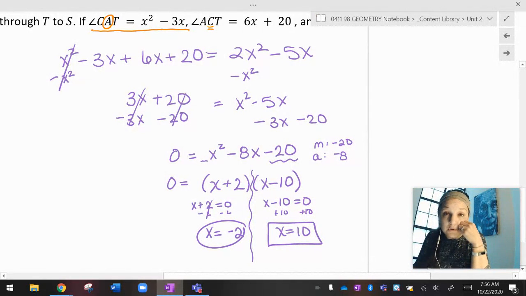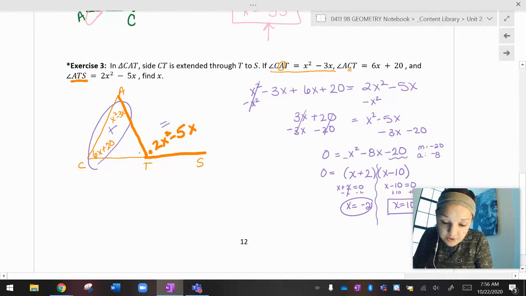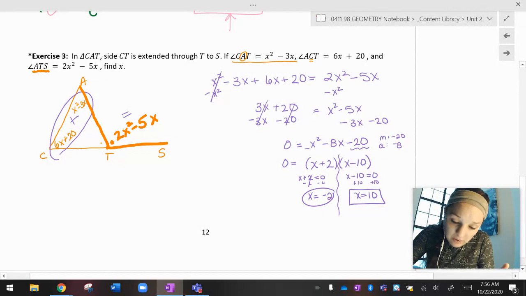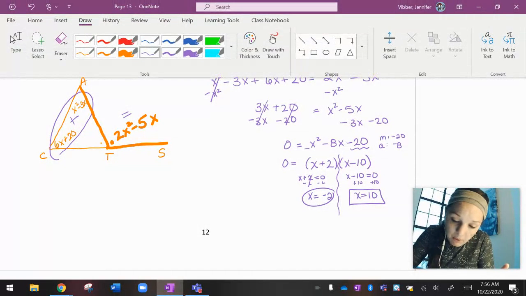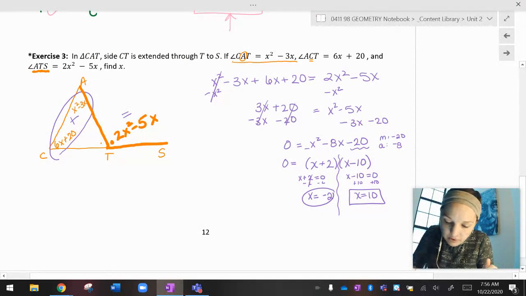Whew, that was a lot. And in fact, we're not even done yet. Now I got to go back to the geometry side. It says find x. So this says x is negative 2 or positive 10. Can it be both? I don't know. Let's find out if it can be both and if they both work or if I get some funky negatives going on. So let's plug the 10 in first because a positive 10 feels like a pretty good value.